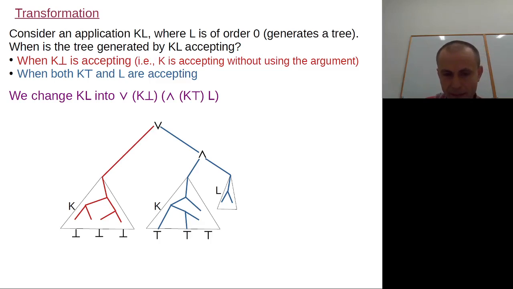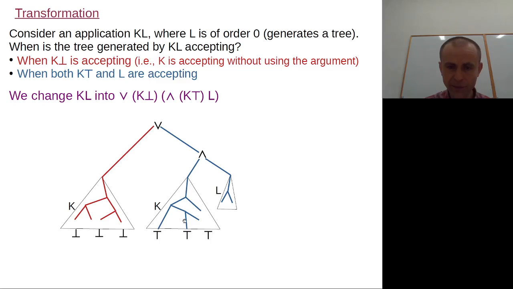So this tree is accepting if and only if the previous one was accepting. What is going on here? We have two subtrees corresponding to these two cases. On the left we have the red case, that is acceptance inside K itself. Here we don't need L, we can substitute bottoms there. So in this part the argument cannot be used. On the right we have another variant of this tree.